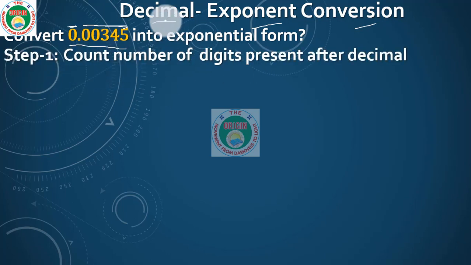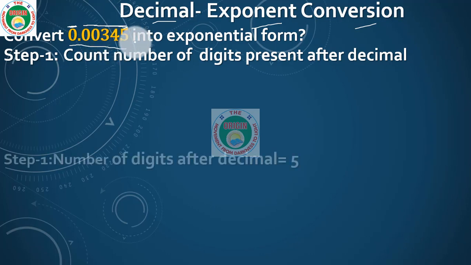Next one, step 1. Now what is our target? Convert decimal to exponent. This decimal needs to be converted into the exponential form. That is, count the number of digits present after the decimal. After the decimal, how many digits are there? You should count 1, 2, 3, 4 and 5. That is step 1. Number of digits after the decimal is 5.